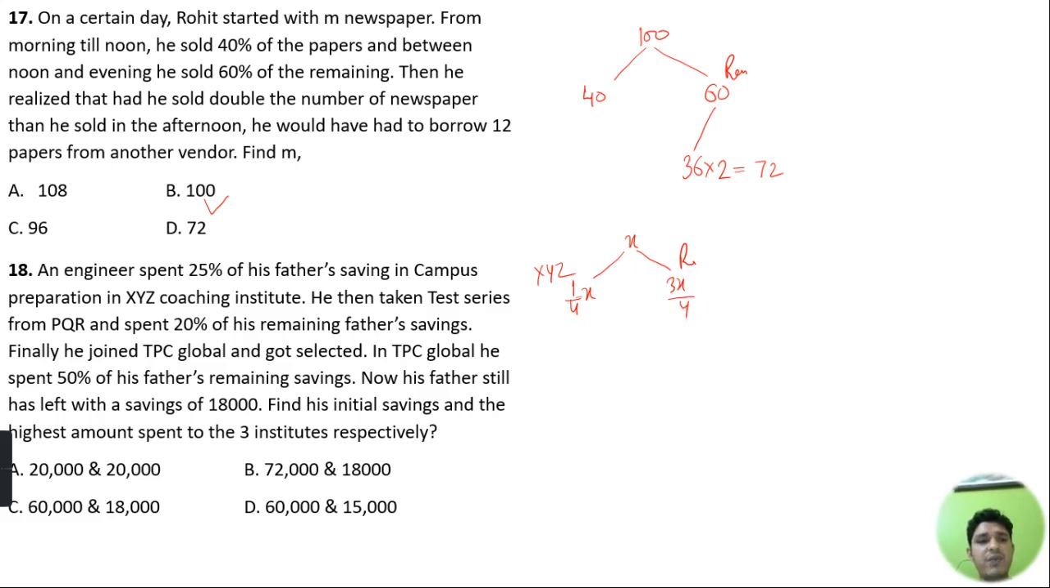He then took a test series from PQR and spent 20%. That means how much will be 20%? 20% will be 3x divided by 20, right? 3x divided by 20 at PQR. And what is the remaining? The remaining will be simply 3x divided by 4 minus 3x divided by 20. So we can simply write it as 15x minus 3x, so this will be 12x divided by 20. That means the remaining will be 12x divided by 20.